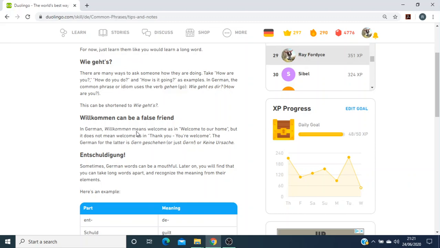And so next, willkommen can be a false friend. In German, willkommen means welcome, as in welcome to our home, but it does not mean welcome as in thank you, you're welcome. The German for the latter is gern geschehen, or just gern, or keine Ursache. Don't know what Ursache means, but maybe it's like no worries or no mention it.